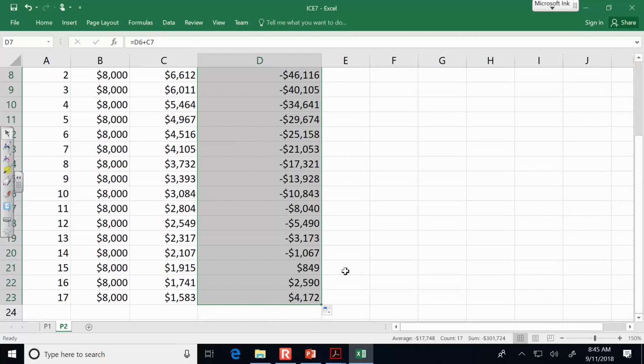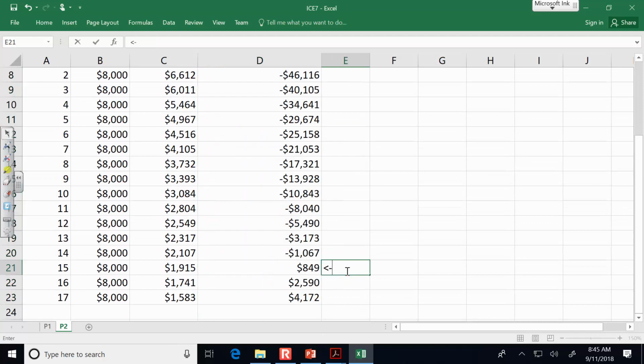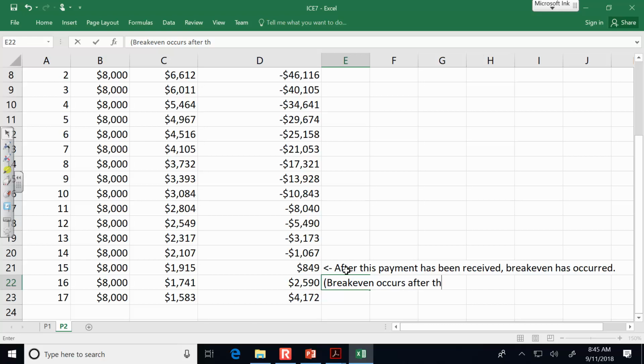And then the note that we can add is that after this payment has been received, break-even has occurred. So in other words, break-even occurs after the 14th year, in the 15th year.